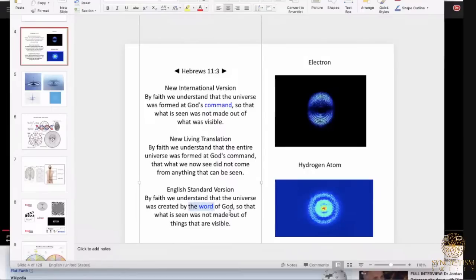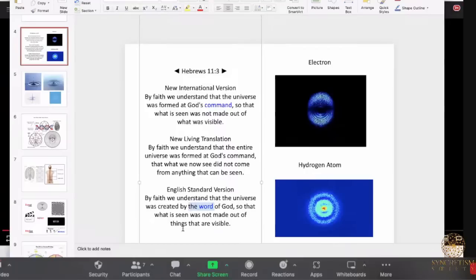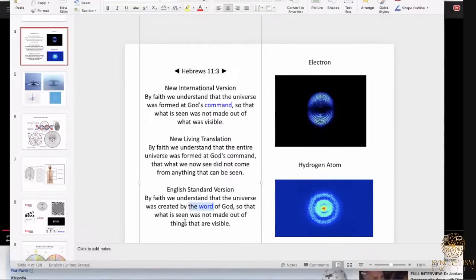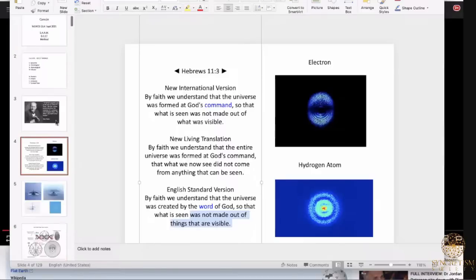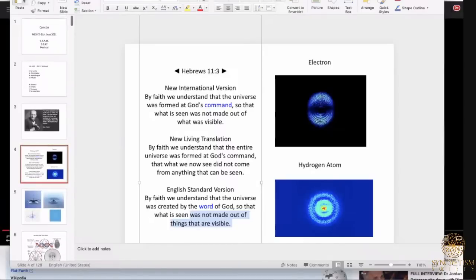Created by the Word of God, so that what is seen was not made out of things that are visible. So in other words, things that we see are not made from visible things. They're made from invisible things, guys. And that is counter space. Everything comes from counter space, guys. Everything.